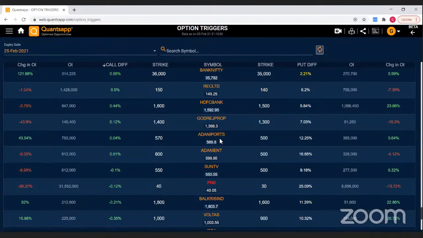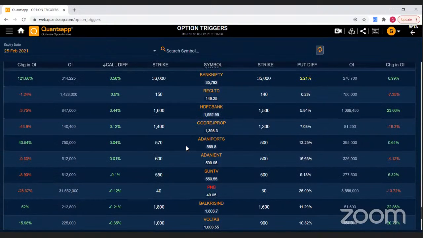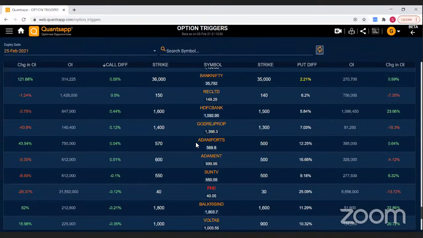So you can see how we are looking at Godrej or Adani Ports. We are not saying that there will be a huge movement. What we are trying to see is how the option writers are behaving, whether they are building their positions or unwinding their positions. This is how you can look at Godrej or any F&O stock.